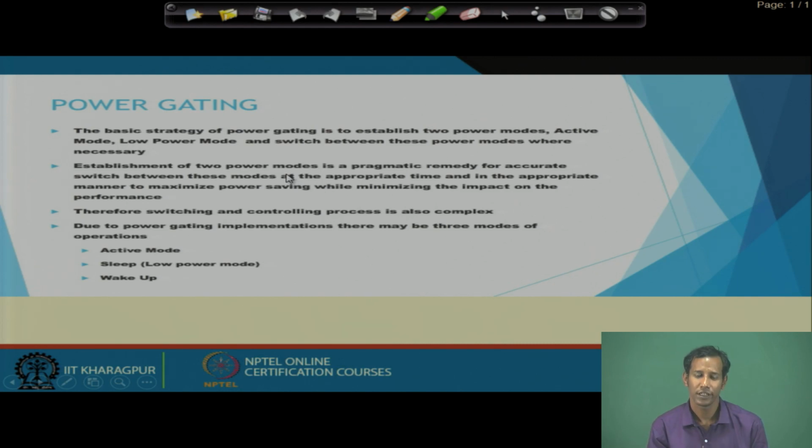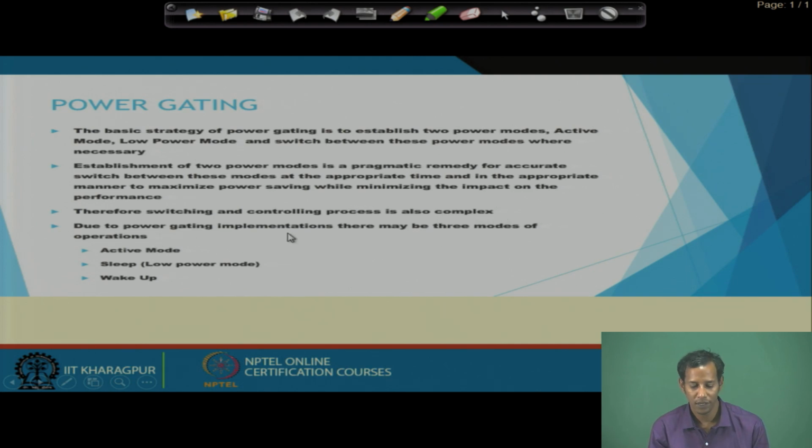The basic strategy of power gating is to establish two power modes, active mode and low power mode, and switch between these power modes where necessary. The establishment of these two power modes is a pragmatic remedy for accurate switching between these modes at the appropriate time and in the appropriate manner, to maximize the power savings while minimizing the impact on performance. Therefore, the switching and controlling process is also becoming complex.